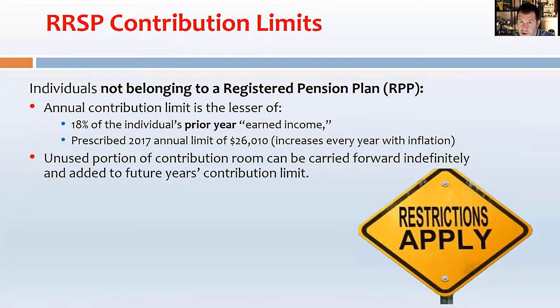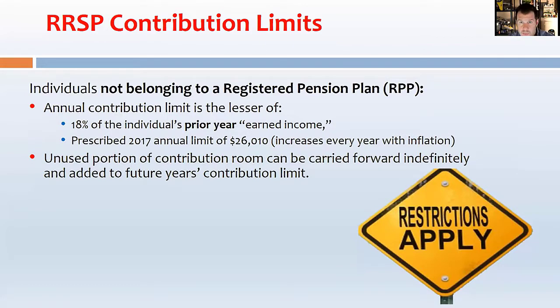So 18% of the prior year earned income, that is very important. People screw that up all the time too. They don't use the prior year's earned income. If I was trying to determine my maximum contribution limit for 2020, I would use 18% of my prior year, 2019 earned income, and then whatever the prescribed maximum rate was for this year.